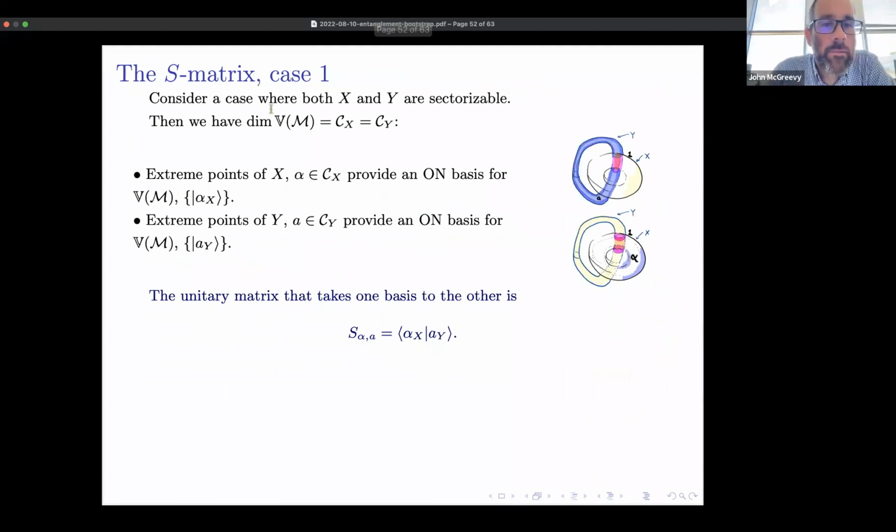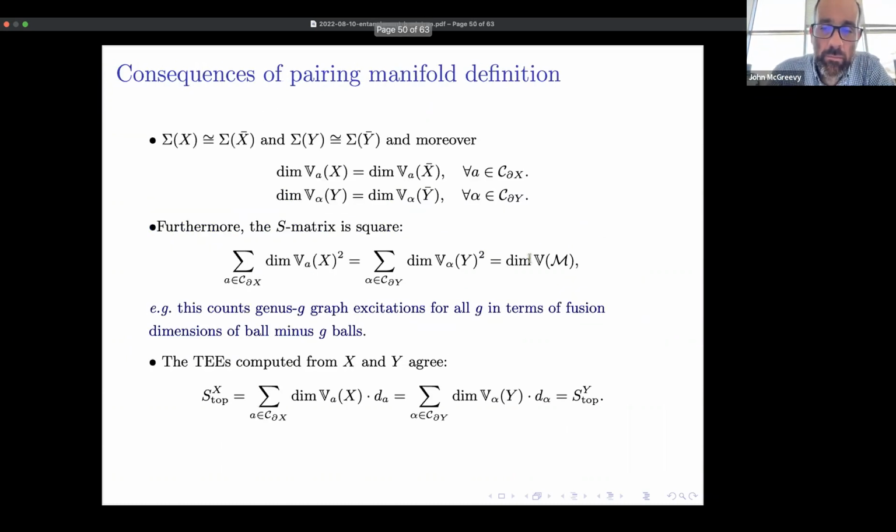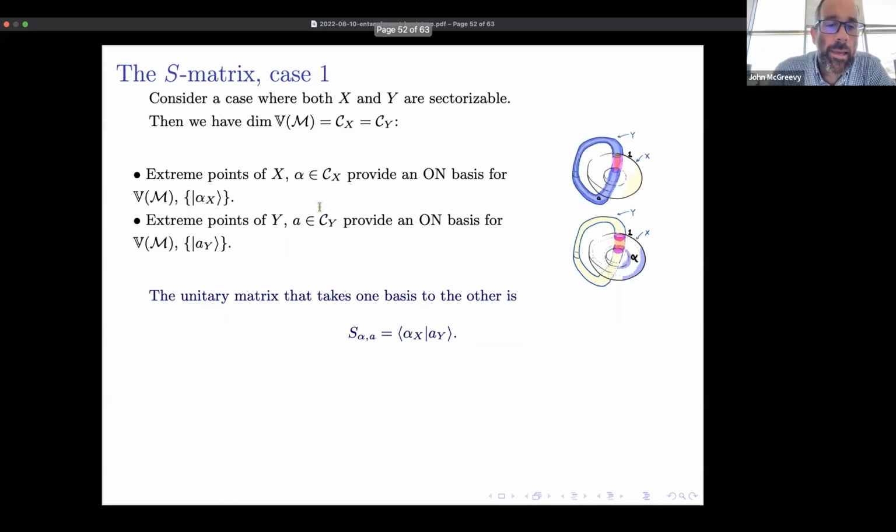And so this allows us to define the S matrix for the following reason. So consider a case where both X and Y are sectorizable. Then this formula for the dimension of the ground state space of M simplifies because these dimensions are just one. And so this is just the number of extreme points of Y and the number of extreme points of X. And so extreme points of X provide an orthonormal basis for this ground state subspace of M.